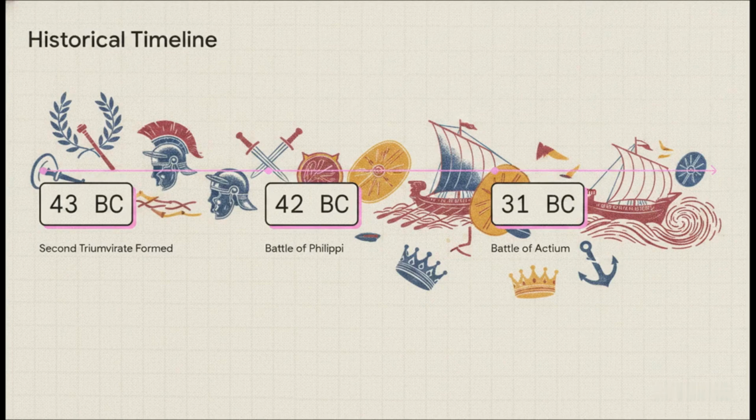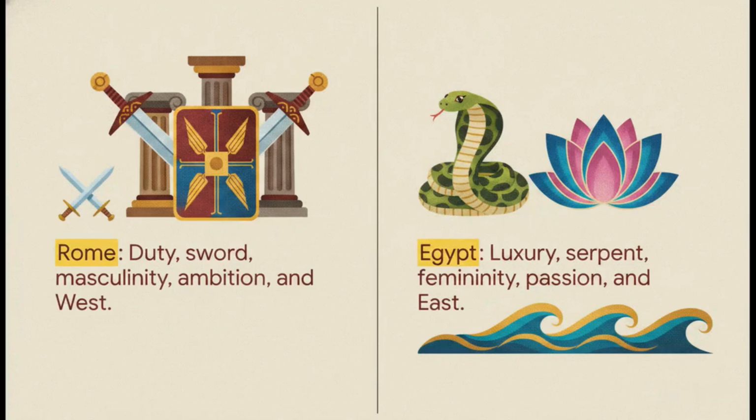We start with the Second Triumvirate forming in 43 BC, push through the Battle of Philippi, and hurtle straight toward the explosive Battle of Actium in 31 BC. And that history perfectly sets up what is literally the central duality of the entire play.